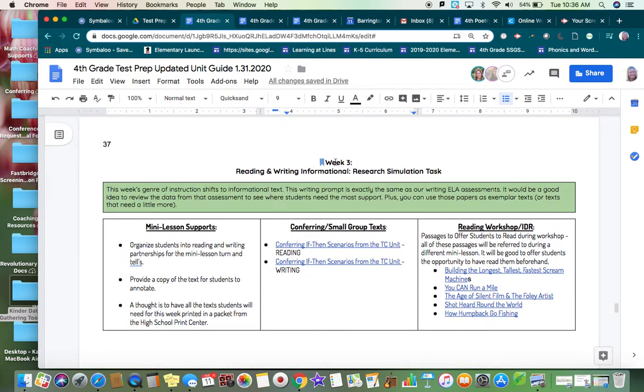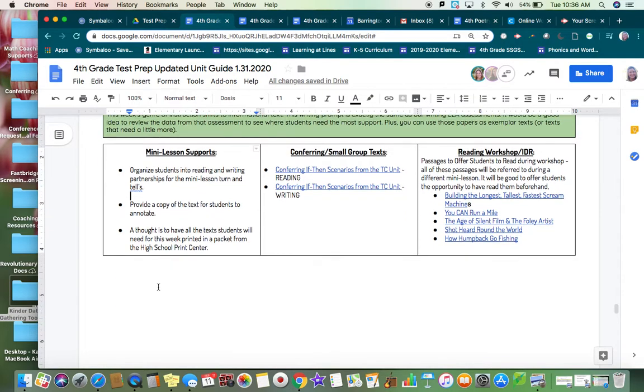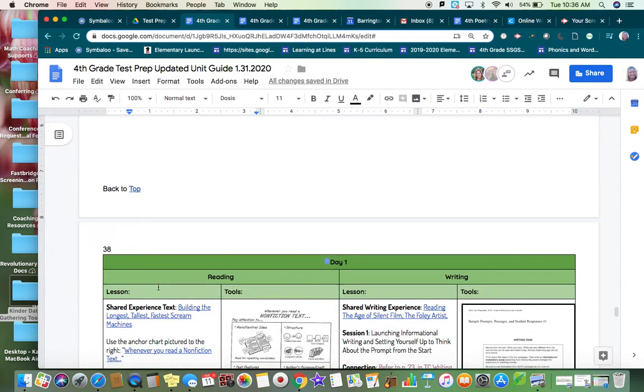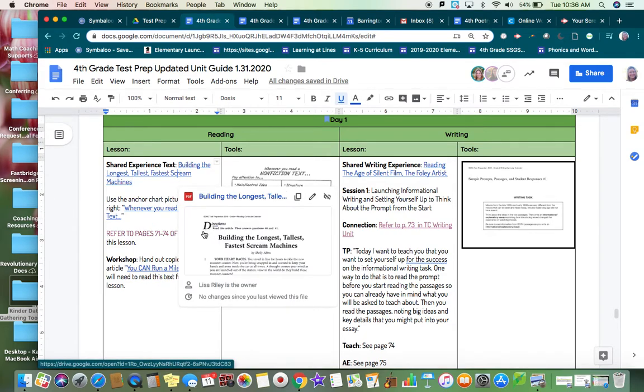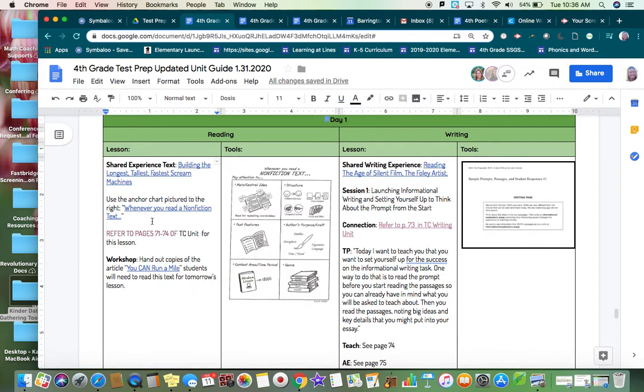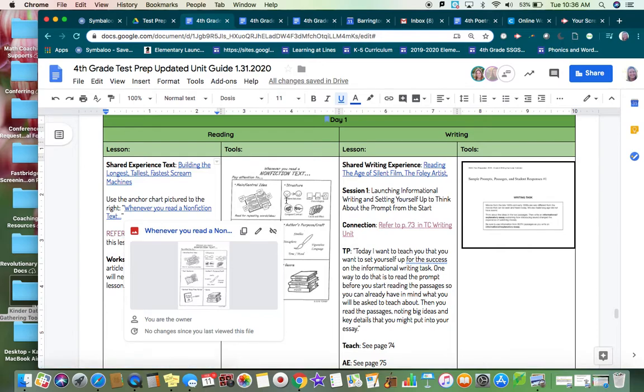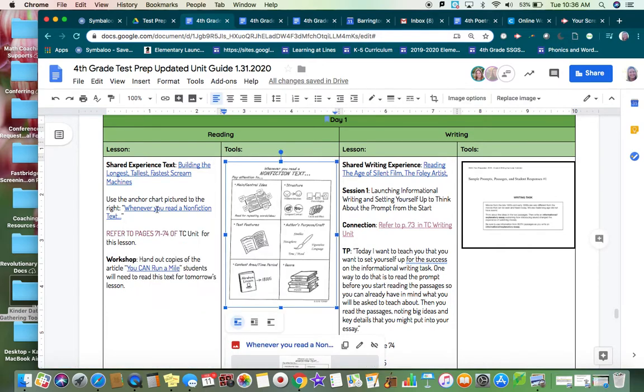The last week focuses on the research simulation task and any informational standards that need to be refreshed for students. So we get into day 1, and here's your mentor text, and then we're able to kind of build a sort of road mapping. This will make more sense once you look into it a little bit more, but whenever you read a nonfiction text, here are some things you want to pay attention to. So instead of story structure, it's that text structure.